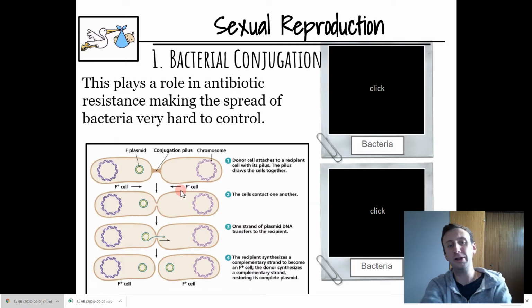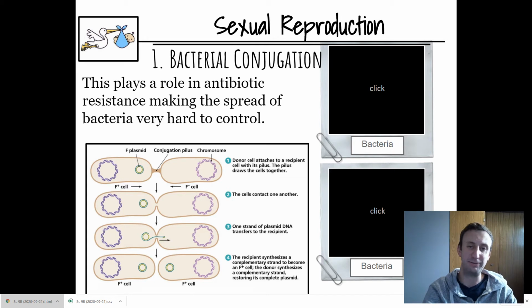Now this plays a role in antibiotic resistance because when we have a bacteria that is resistant to an antibiotic, well then it can actually transfer that mutation, that genetic code that makes it resistant to the antibiotic, to other bacteria. And this makes it really hard to actually control bacteria and their evolution as they evolve faster and faster and faster to be resistant to the stuff that we develop. We're actually in a bit of an arms race between us and disease.